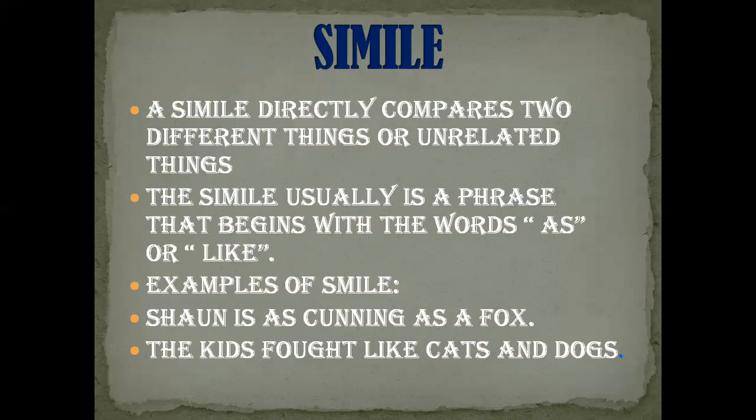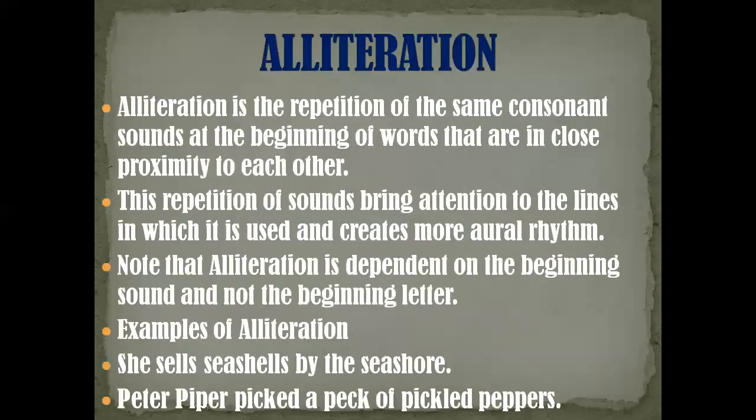The kids fought like cats and dogs. Have you seen how the cats and dogs fight? Chasing one another, growling, howling. In the same way, here we are comparing that the kids were fighting the same as the dogs and cats fight. And here you can see that in the first sentence we have used the word as, and in the second, we have used the word like. Now let's come to the next figure of speech.